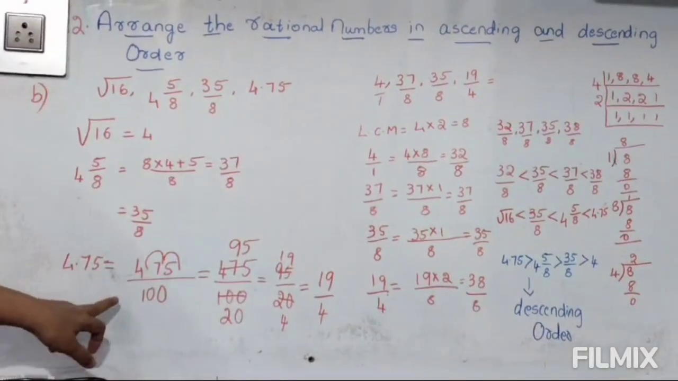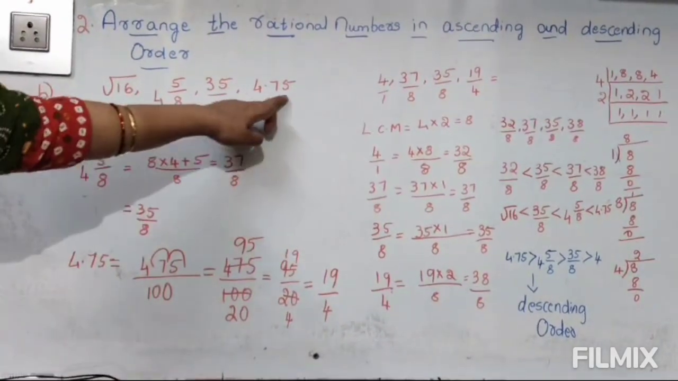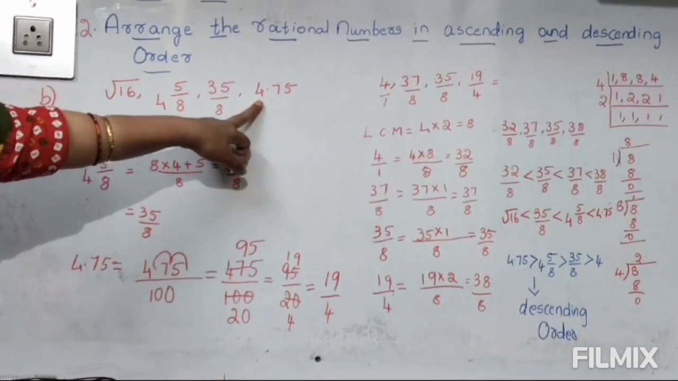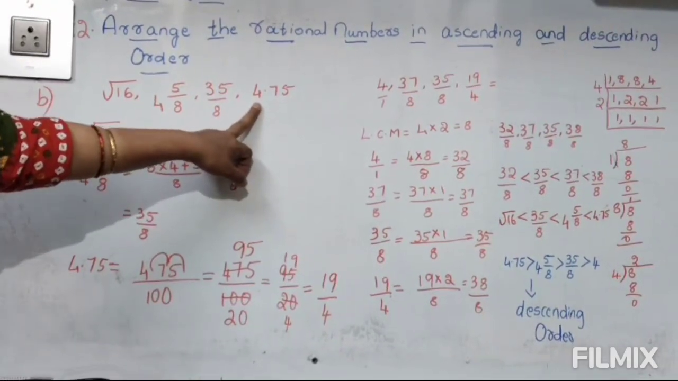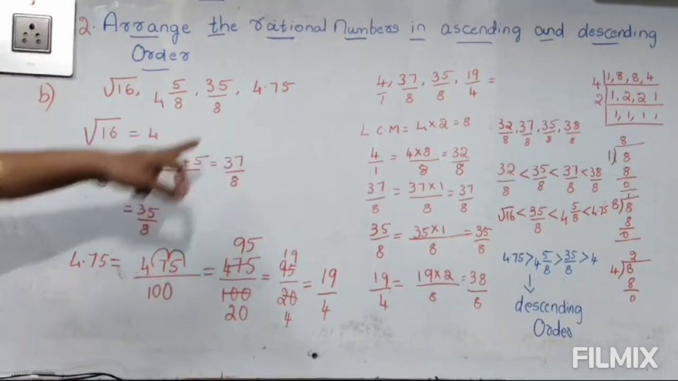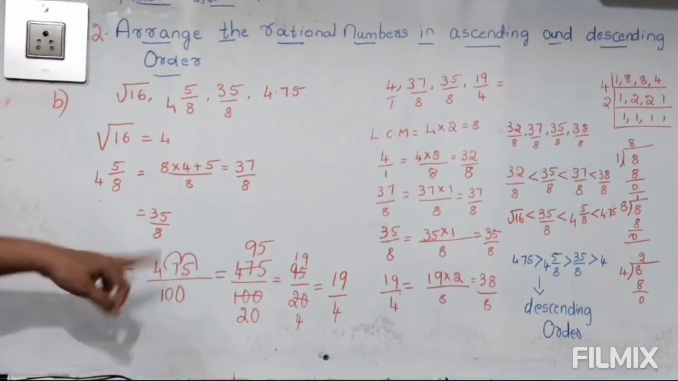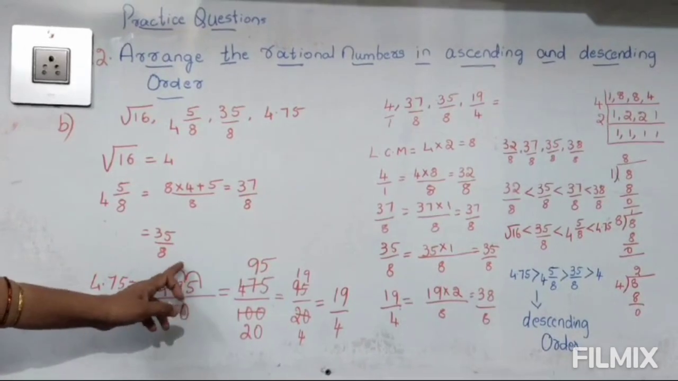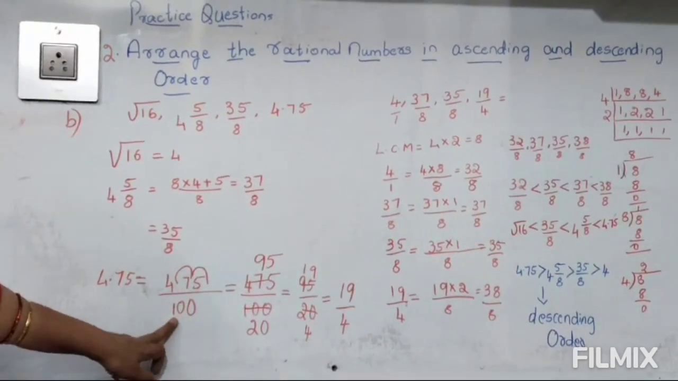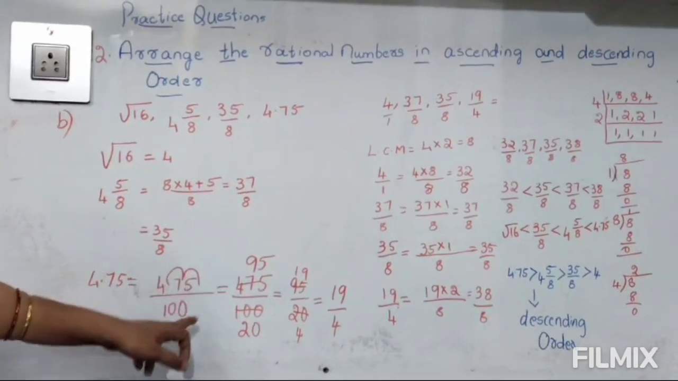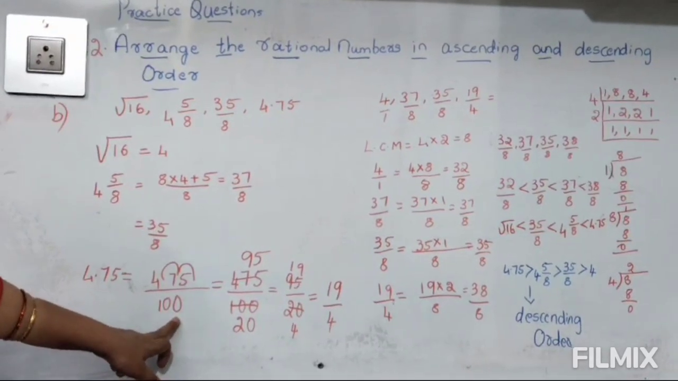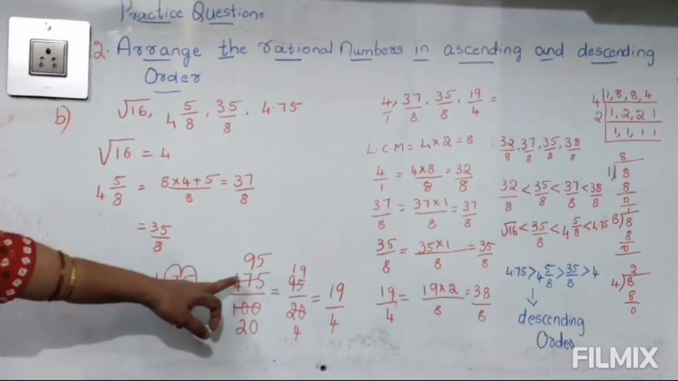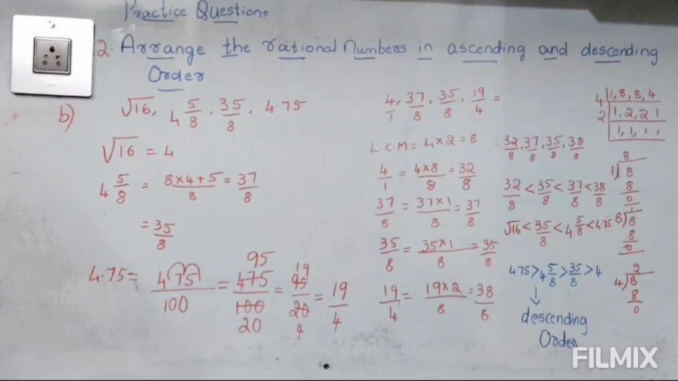This one, 4.75, is nothing but, the denominator means, I have told you in the previous class, you have to consider it as 1. Right? 1. Remove the decimals. Move this to here. You will put 1 0. Once again, move this point that side. You will get one more 0 here. That is 475 by 100.